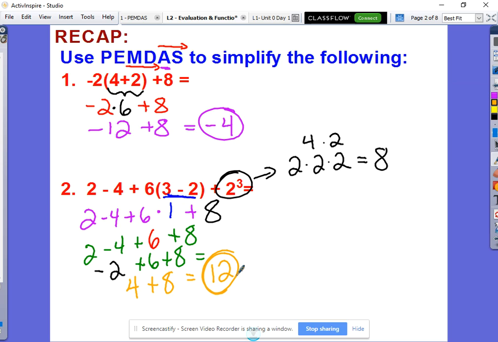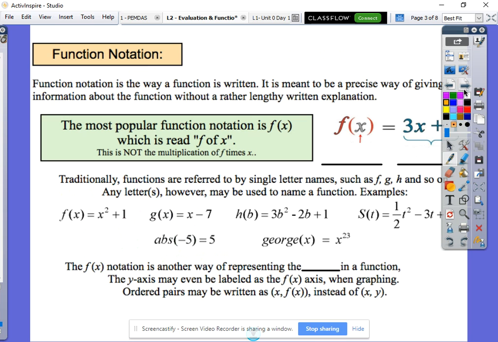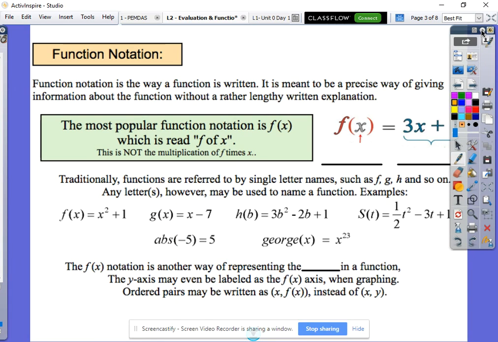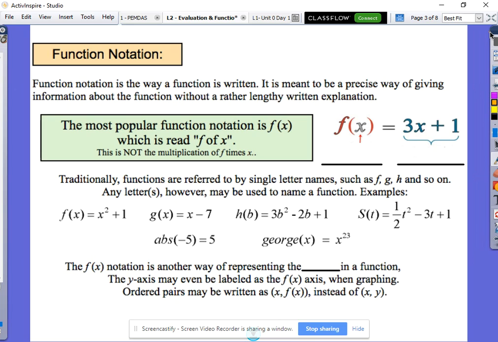So being very careful to use PEMDAS there is a really important skill to starting out here in Foundations of Math 1. All right, so if you grab your notes, what we're going to look at today is what we call functions and evaluating a function. So we have something here called function notation. And function notation is where we have an equation essentially, or a function, right here off to the right-hand side. You want to pay attention to this piece.